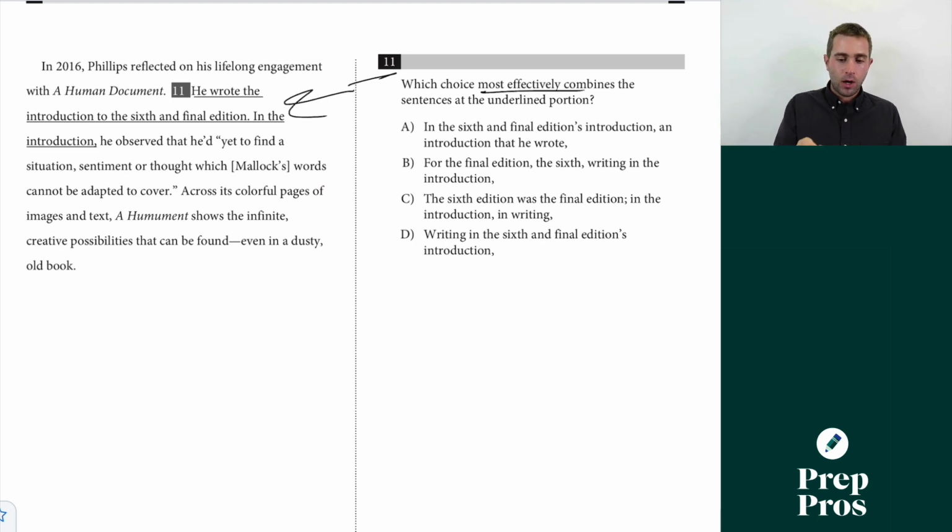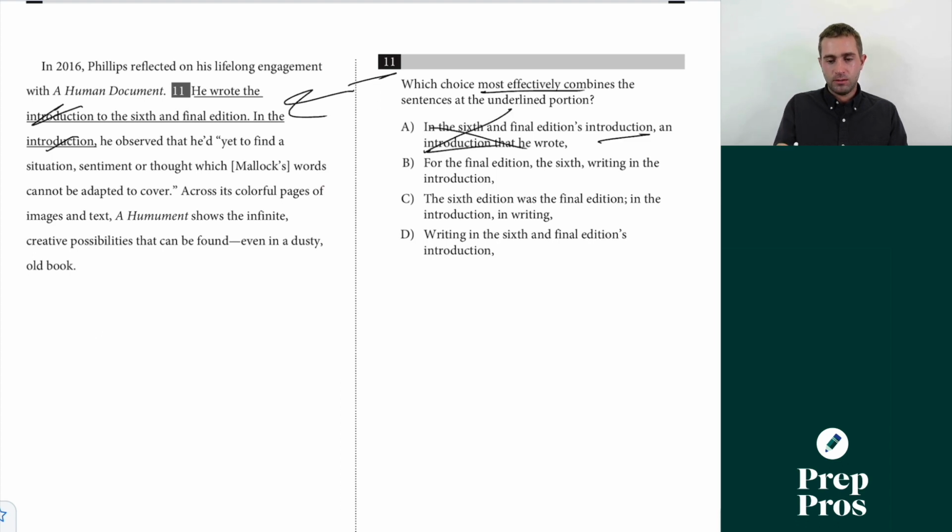These have to be grammatically correct, and you want more concise answers here. So I'll read back through what we currently have. He wrote the introduction to the 6th and final edition. In the introduction, well, this is already redundant with the introduction part. In the introduction, he observed that he'd yet to find a situation, sentiment, or thought which Malick's works cannot be adapted to cover.